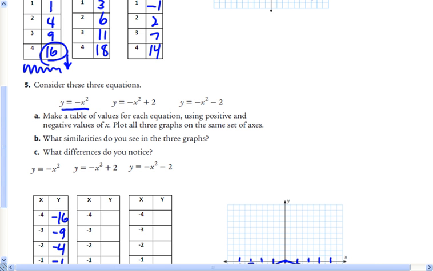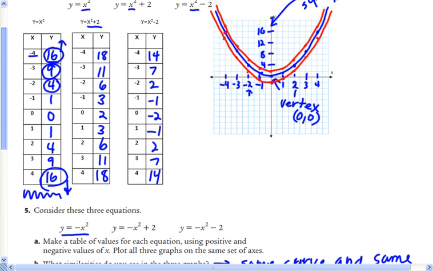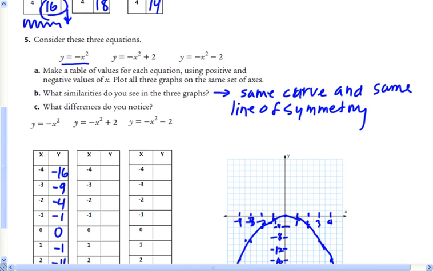What similarities do you see in the same graphs? They really all have the same curve and the same line of symmetry. And the differences are the vertex has just changed. That's the only difference. So the vertex has moved up and down on the line of symmetry. Similarly, all points are either 2 higher than our original one or 2 lower.